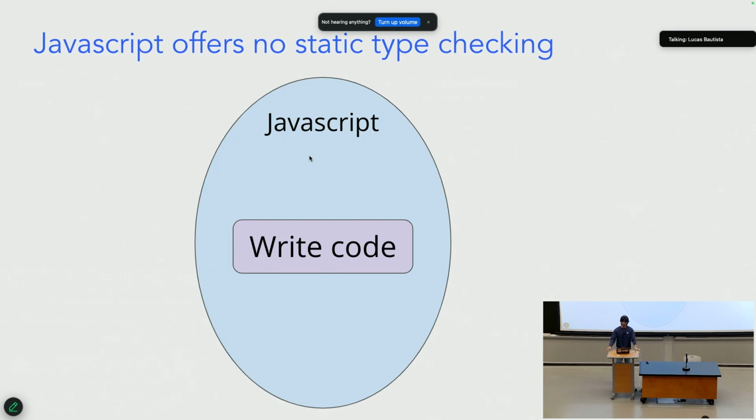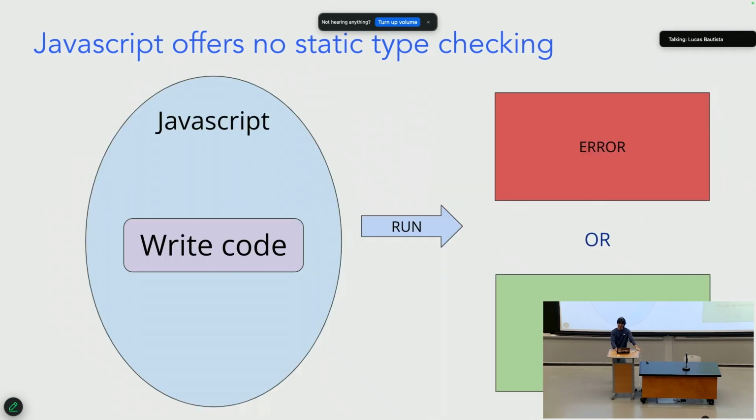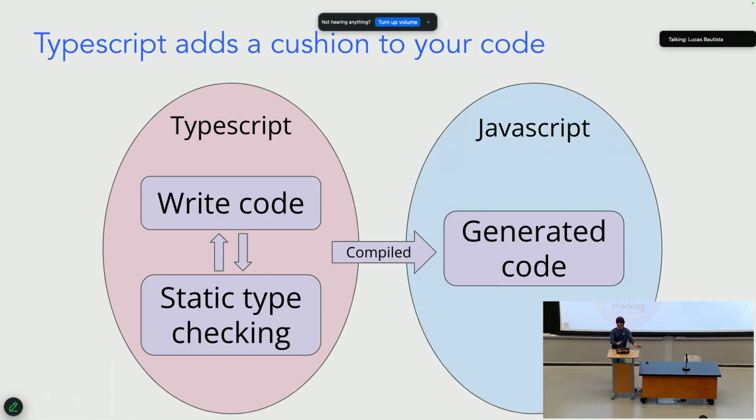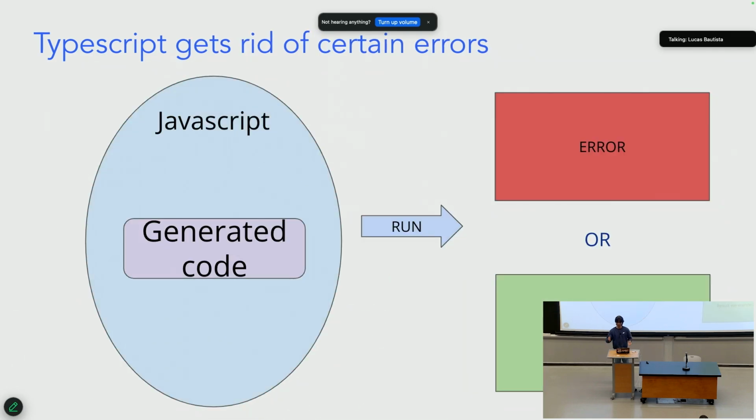So whenever we're writing a program in JavaScript, we write code, and then we run that code, and either we get an error or we get the result we wanted. For TypeScript, we write code, and then we constantly are statically type checking. So if we get an error because we use the wrong type, it will be displayed by VS Code or the TypeScript compiler. And by the time that we have no more errors, we can finally transpile our code into JavaScript, and then we run our JavaScript and we get either an error or the result we wanted.